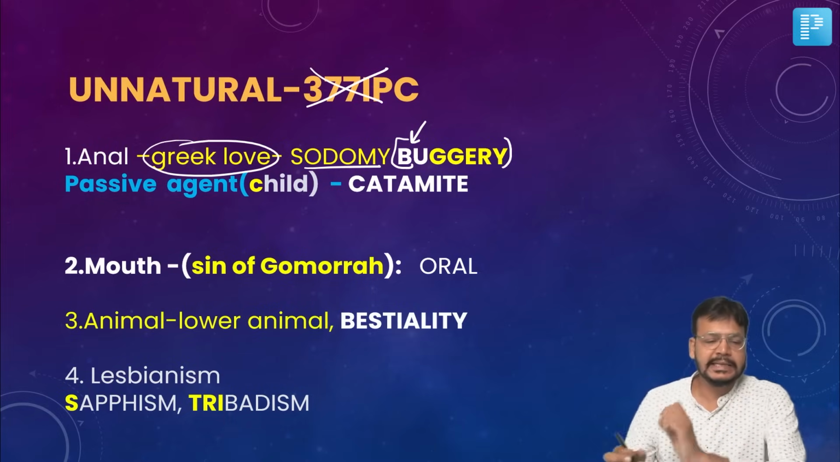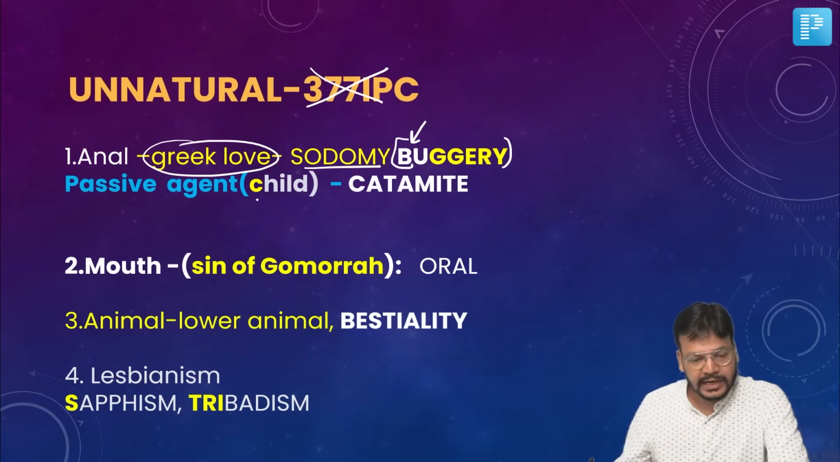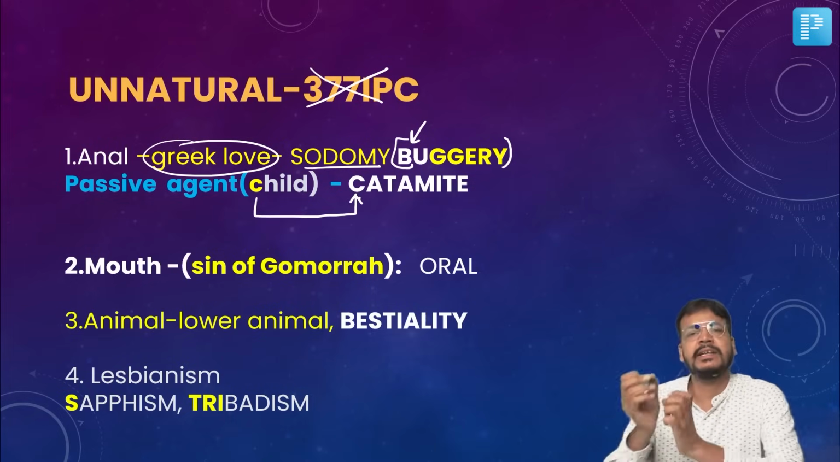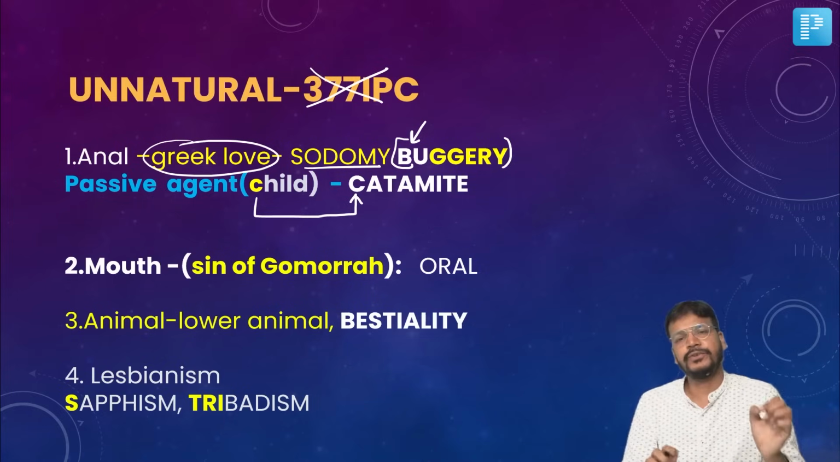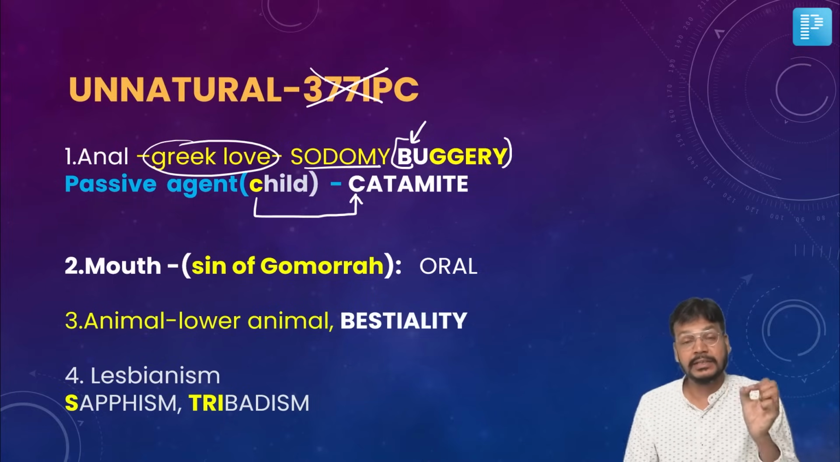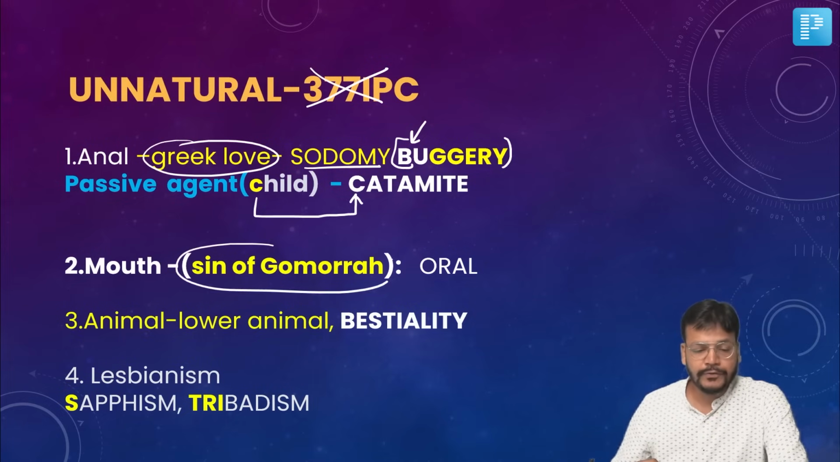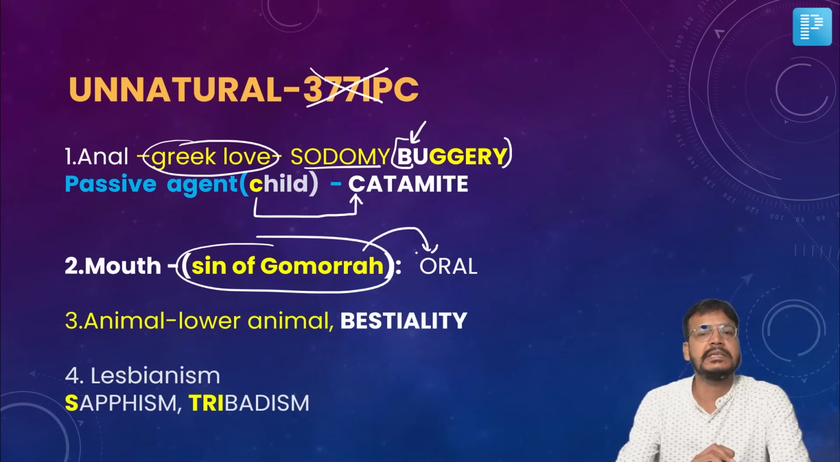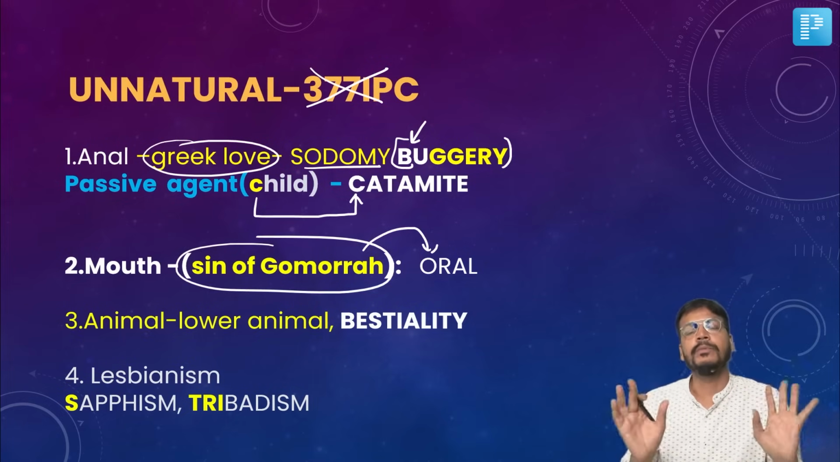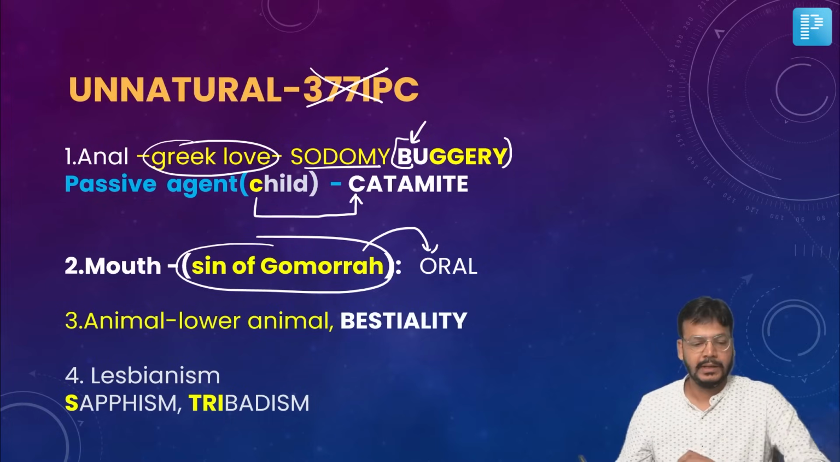Now anal sex between an adult and a child, C for child, this agent is known as catamite. C for child, C for catamite. The child word for sodomy is known as catamite. The sin of Gomorrah is mouth sex or oral sex. Orally, if you take, you will go astray. That's the sin of Gomorrah.